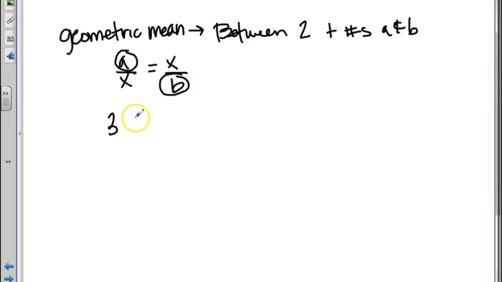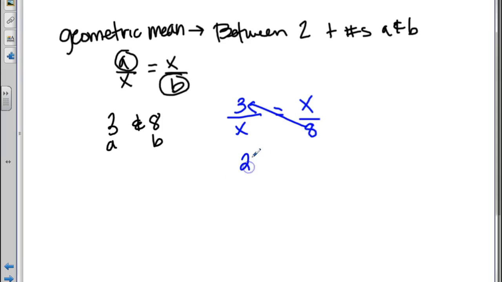Find the geometric mean between 3 and 8. So A is 3, B is 8. We'll plug it into this little guy right here. 3 over x equals x over 8. So 3 times 8 is 24, and x times x is x squared. Now I have x squared equals 24.